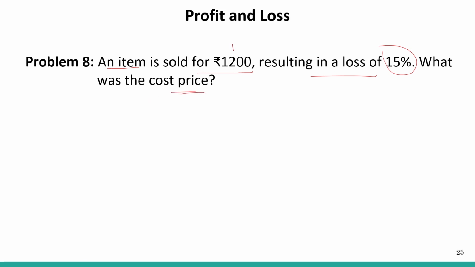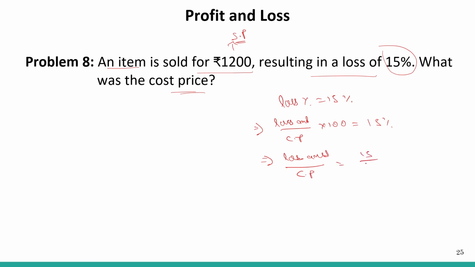Okay. So item is sold at this price. So this is the selling price, right? So resulting in a loss of 15%. So loss percentage is equal to 15%. And we know how we calculate loss percentage. This implies that loss amount by CP, cost price, into 100 is equal to 15%, right? So this implies that we can say that loss amount by CP is equal to actually 15 by 100. Okay, this is what we can say.